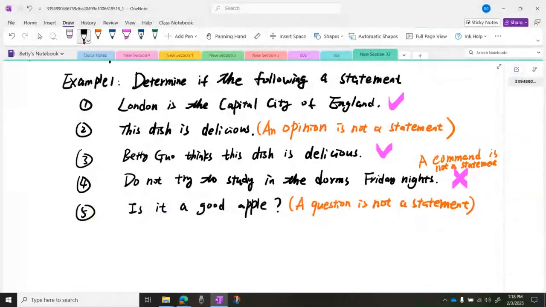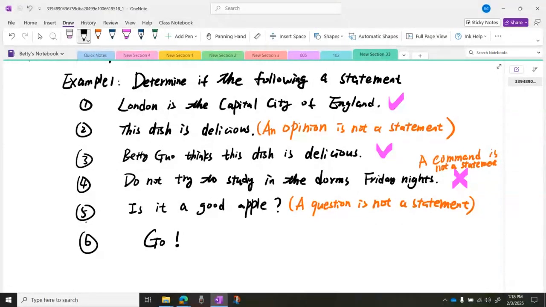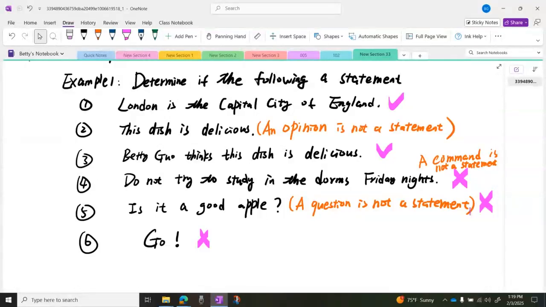The last one. Go, exclamation mark. What do you think about this one? It's not a statement. This is really a command, right? Obviously a command. A command is not a statement. An order. Yeah, go do this, go do that. Or do not do this, do not do that.